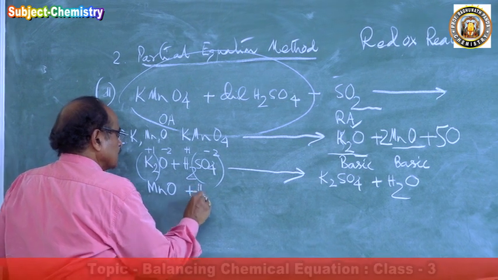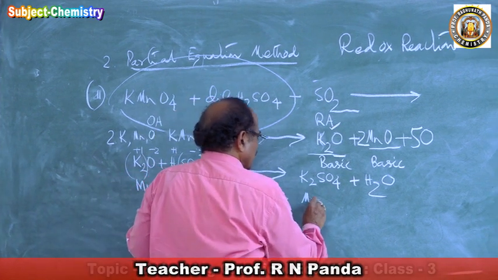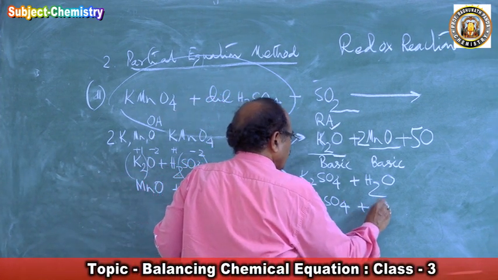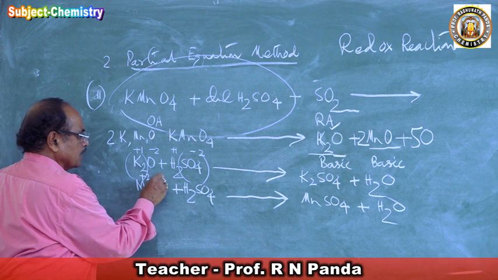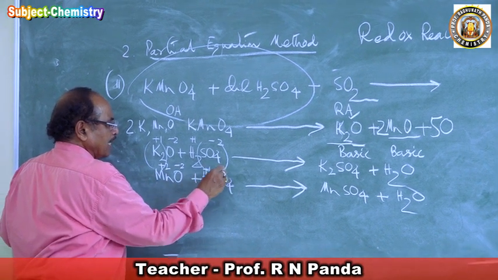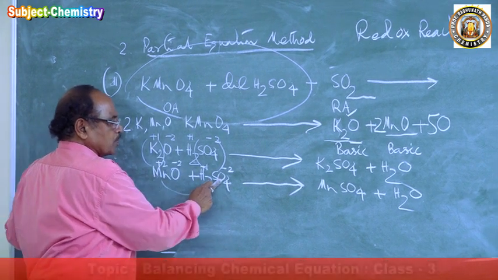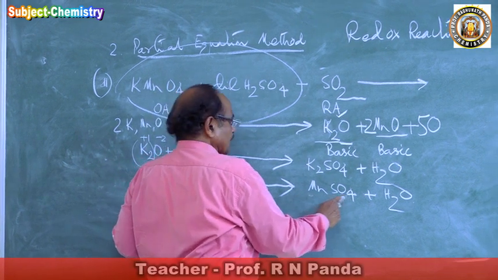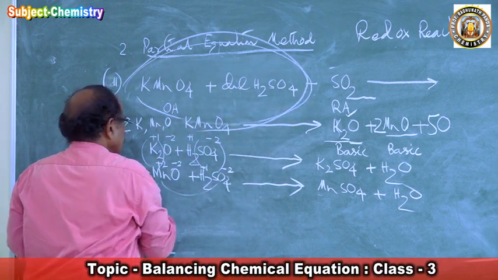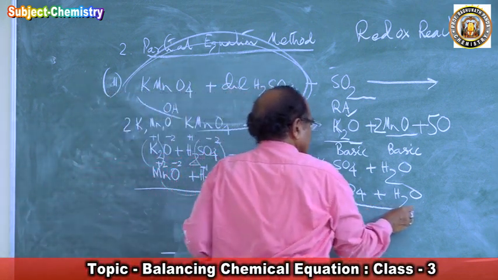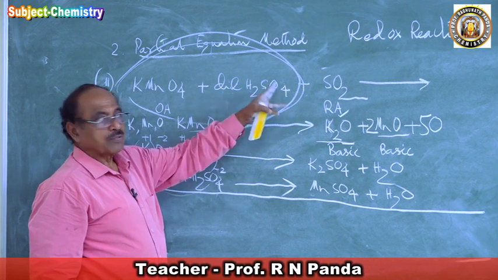Then comes MnO. MnO plus sulfuric acid will react to form MnSO4 plus water. Why? Now Mn is +2, oxygen is -2, hydrogen +1, sulfate -2. So Mn +2, SO4 -2 will form the salt MnSO4, H plus O, they will form water. Now this part I am adding. So these have reacted. So this is the oxidizing agent part. Let me add them. Then I will come to the next one.